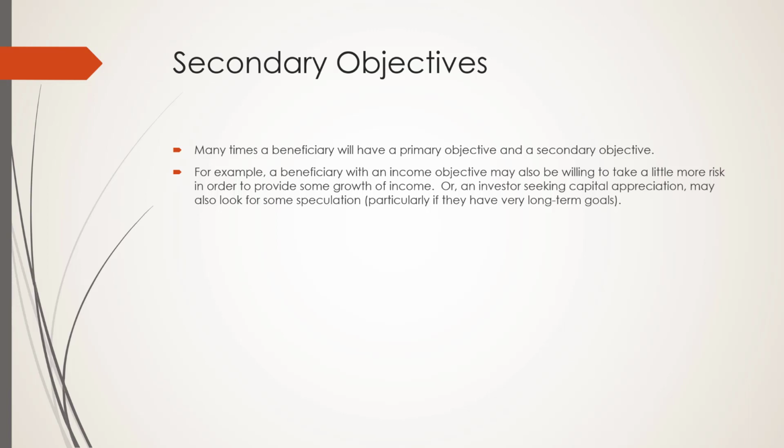So a beneficiary that has an income objective might also be willing to take on a little bit more risk to provide some growth of the income over time. Or an investor seeking capital appreciation might also have a speculative portion of their portfolio. So generally speaking, the secondary objective will be somewhere between the primary objective and the next riskier objective. So for example, you would never have stability of principal and speculation as your primary and secondary objectives. That just wouldn't make any sense.